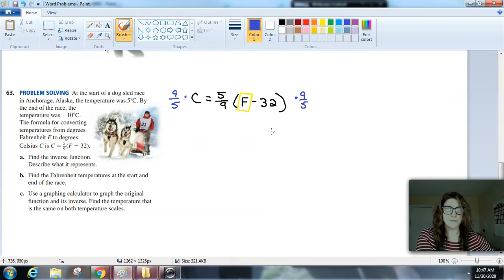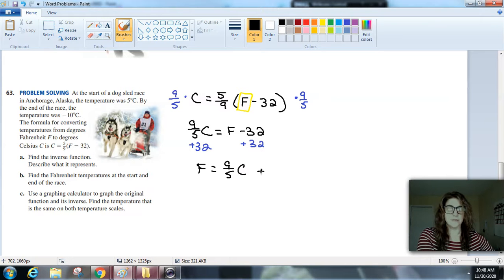And I have to do that first because I can't move something inside parentheses. If you wanted to distribute, you could, but I can simply get rid of it right away by multiplying by its reciprocal. And now it's really easy. Just add the 32 to both sides. And now we have our Fahrenheit function. So Fahrenheit equals 9/5 Celsius plus 32.